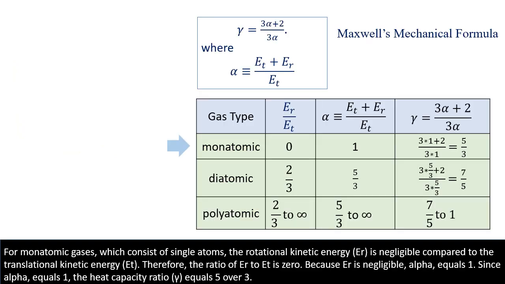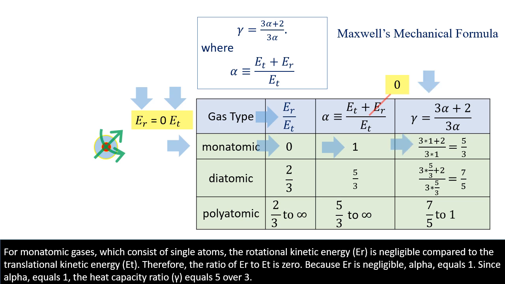For monatomic gases, which consist of single atoms, the rotational kinetic energy, ER, is negligible compared to the translational kinetic energy, ET. Therefore, the ratio of ER to ET is 0. Because ER is negligible, alpha equals 1. Since alpha equals 1, the heat capacity ratio, gamma, equals 5/3.